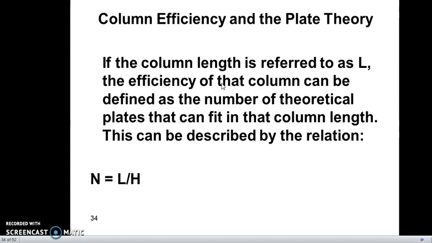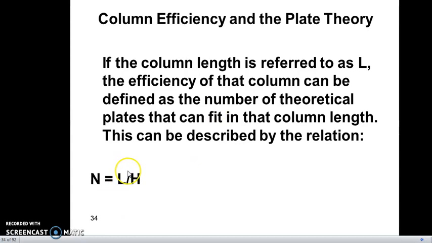The number of theoretical plates is fixed: 2000, 3000, 4000, 5000 in maybe a 15 centimeter or 10 centimeter column, like those available in the market. So this type of column has this number of theoretical plates. A higher number of theoretical plates shows good column efficiency. The efficiency depends on the number of theoretical plates.